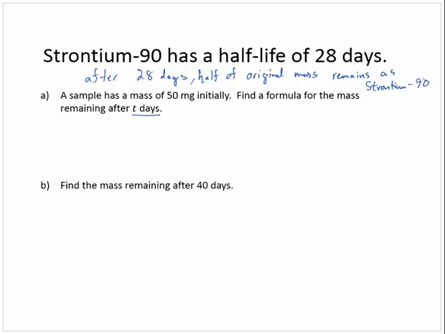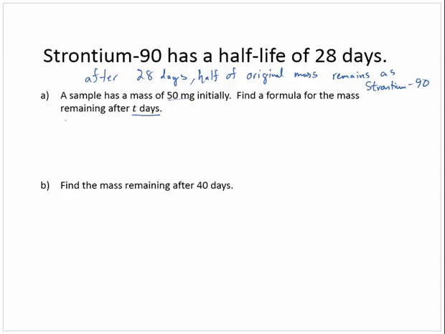The rest has decayed radioactively and turned into other, usually other isotopes. All right, so here we have the sample, has a mass of 50 milligrams initially. Find a formula for the mass remaining after t days.